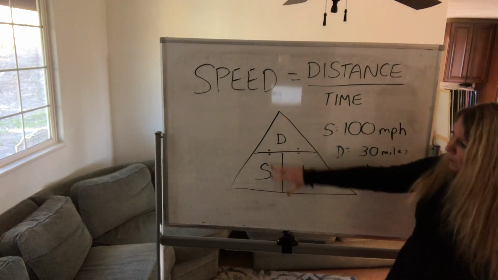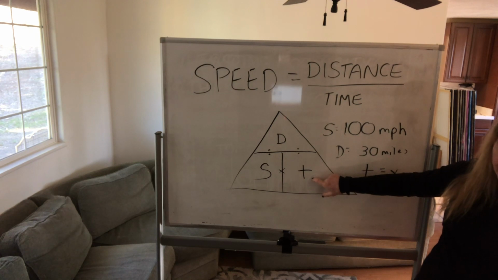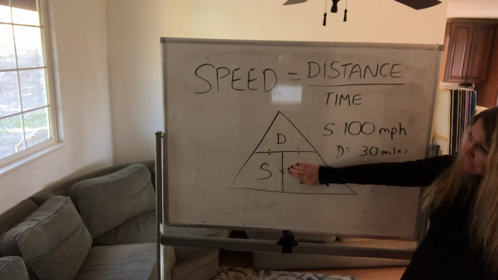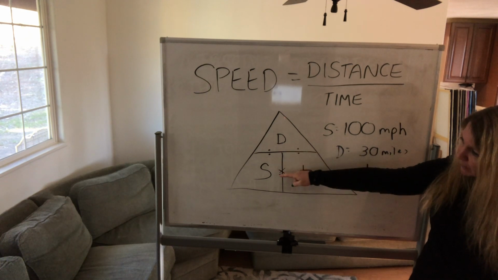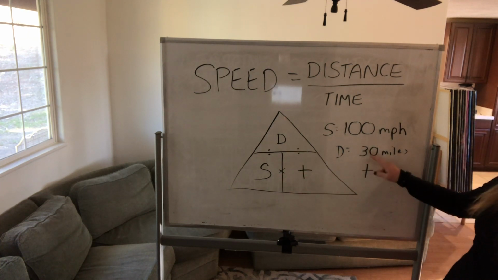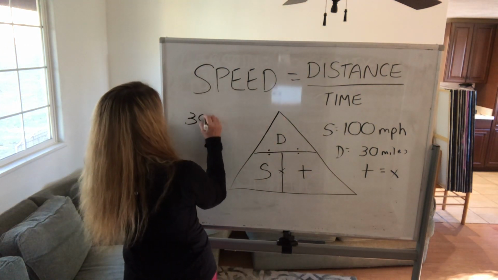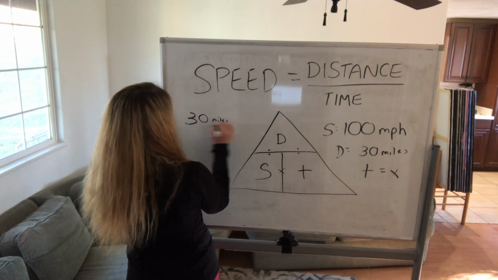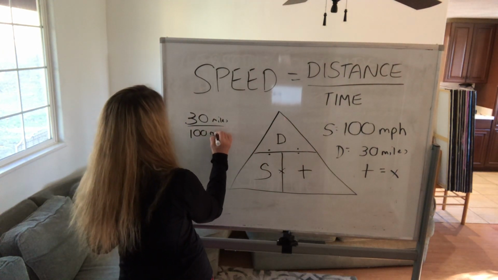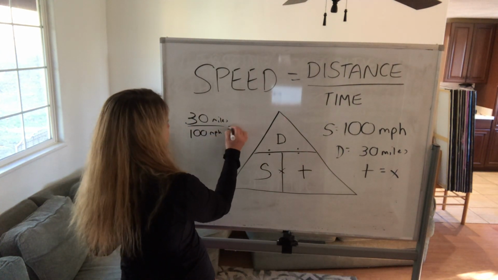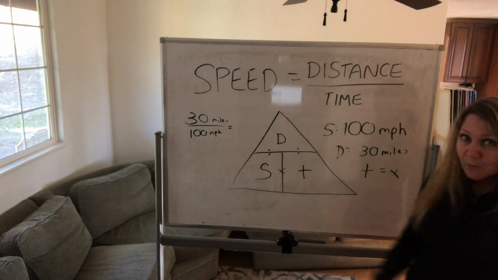So going back to the triangle, we want to figure out what T is. So we're going to cover up T. That means we're going to take the distance divided by speed. So the distance is 30, and the speed is 100 miles per hour. So 30 divided by 100.